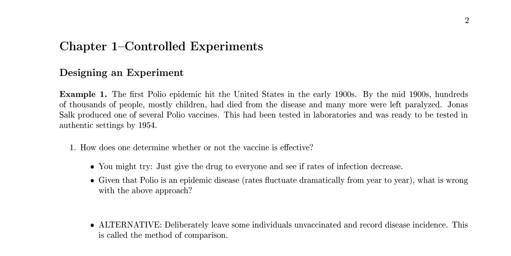One thing you might try is give the drug to everyone and see if the rates of infection decrease. But if you remember that polio is an epidemic disease, which means the rates fluctuate dramatically from year to year, what would be wrong with the above approach? Well, you might just happen to give the vaccine to people, and then the next year the rates might be going down already.